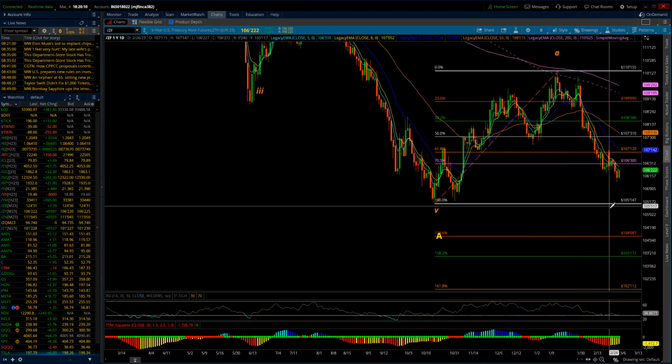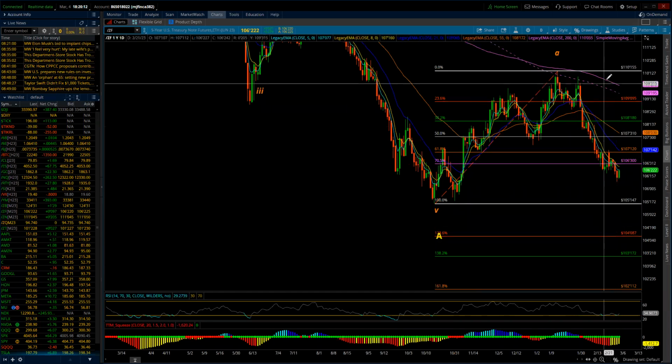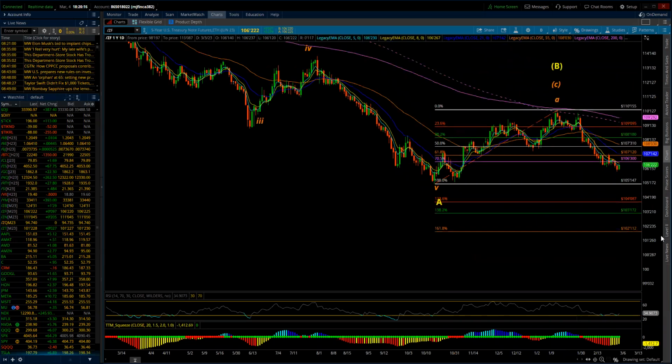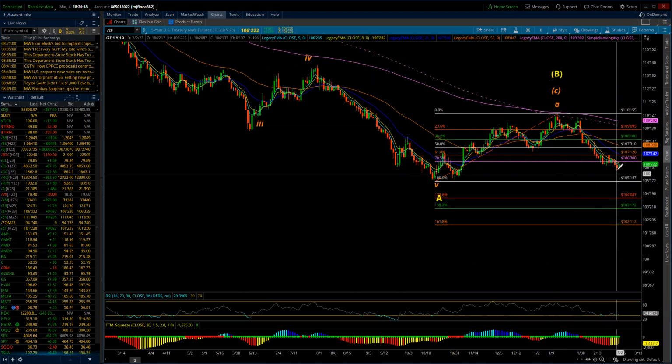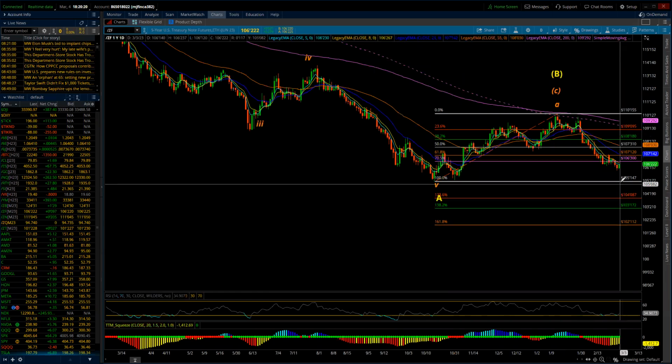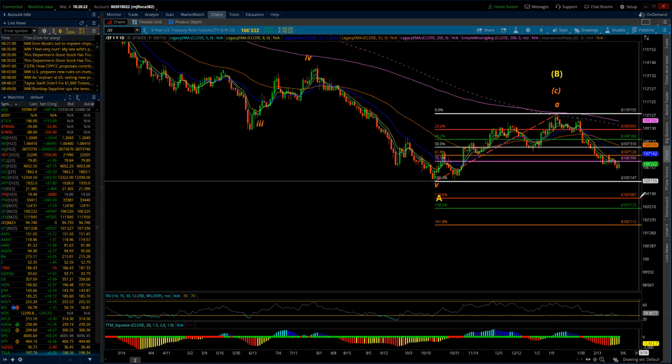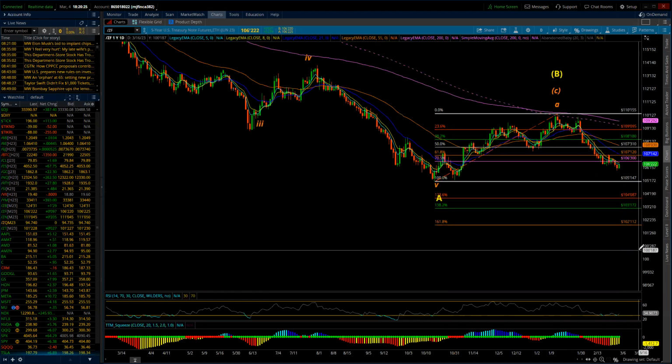So we still could drop down there, put a B underneath it, and rally back up. Or 1, 2, 3, 4, come down in a 5, minor 1, minor 2, and then really start to drop. This is what's out there.